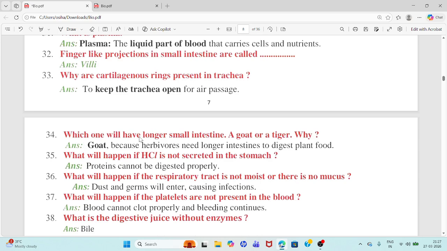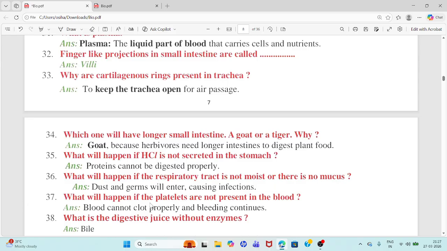34th. Which one will have a longer small intestine, a goat or a tiger? Why? Answer is goat, because herbivores need longer intestines to digest plant food. What will happen if HCl is not secreted in the stomach? Proteins cannot be digested properly. Next, what will happen if the respiratory tract is not moist or there is no mucus? Dust and germs will enter, causing infections.